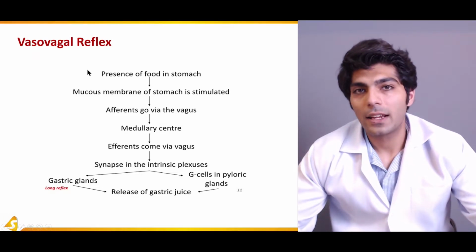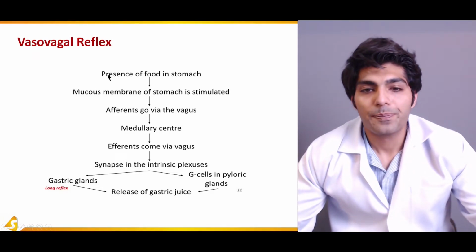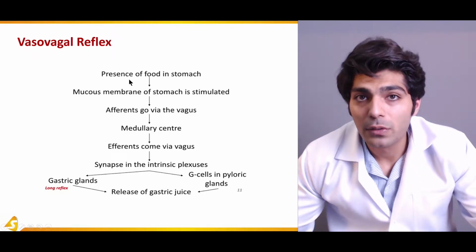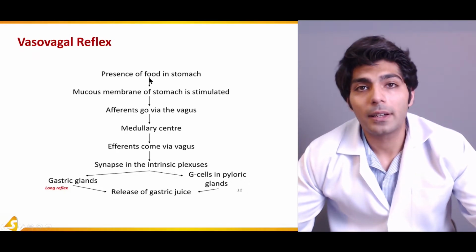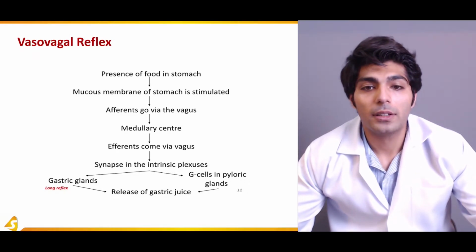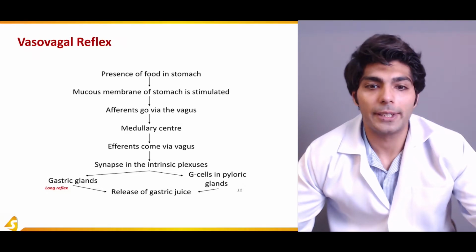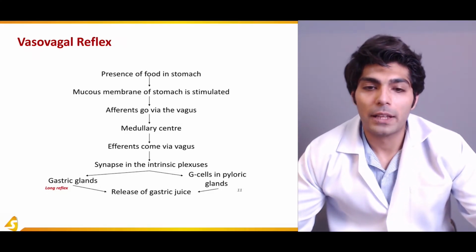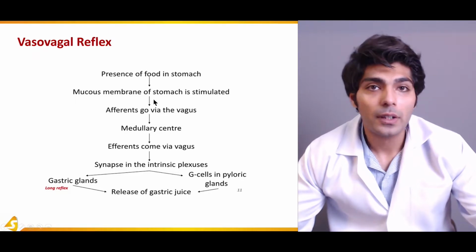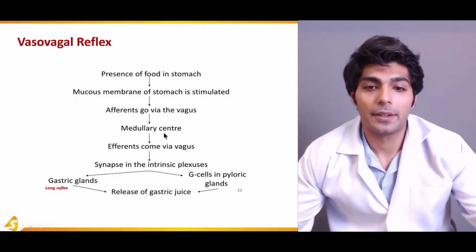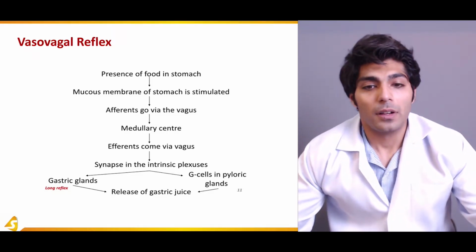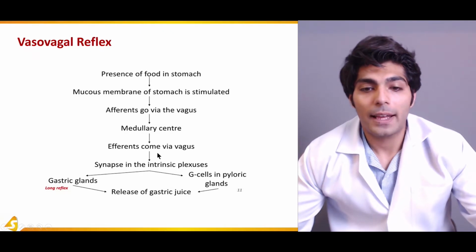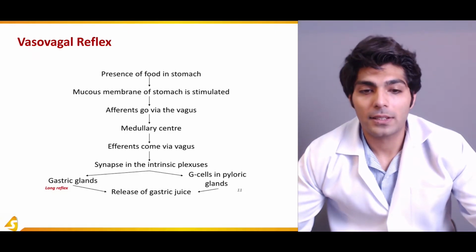Now the reflex that follows the presence of food in the stomach is the vasovagal reflex. Once food enters the stomach, the mucous membrane of the stomach is stimulated. The afferent pathway becomes activated via the vagus nerve and reaches the medullary center, and from that center, the efferent pathway comes via the vagus nerve and synapses with the intrinsic plexus.